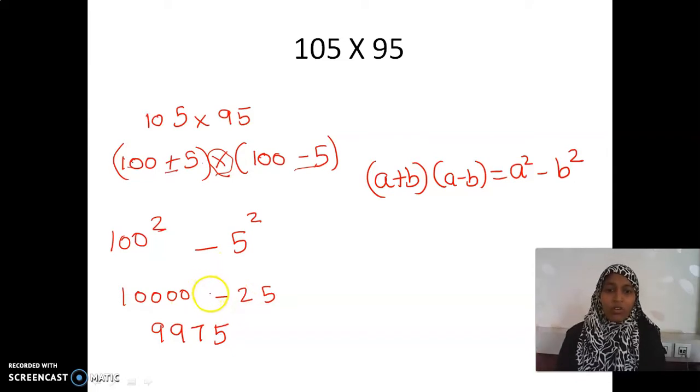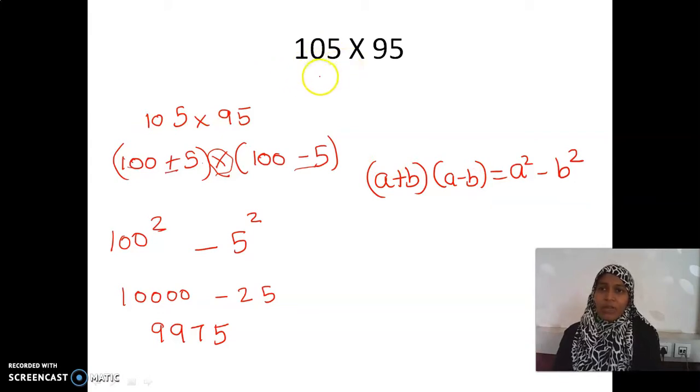I worked it out now using pen because we are not familiar with this identity. Once you are familiar, just by looking at the question itself, you can say this is 5 more than 100, this is 5 less than 100. So here 5 is added and here 5 is subtracted. So what is 100 squared? 10,000. What is 5 squared? 25. Subtract it. You can do it orally also. Oral addition and subtraction is easier compared to oral multiplication. So get used to these identities.